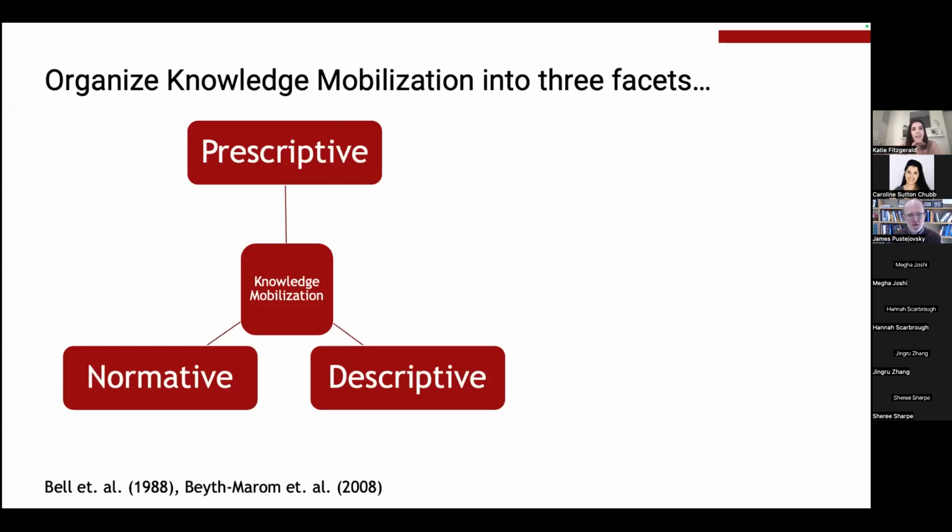And so we think that there are 3 types of knowledge mobilization research that needs to be done: normative, descriptive, and prescriptive are the 3 facets here. And this framework's not something we came up with. It originated in the decision-making literature back in the 80s. And then it was adapted to the statistical cognition context about 15 years ago, which is a really excellent paper, by the way. I definitely recommend reading it.